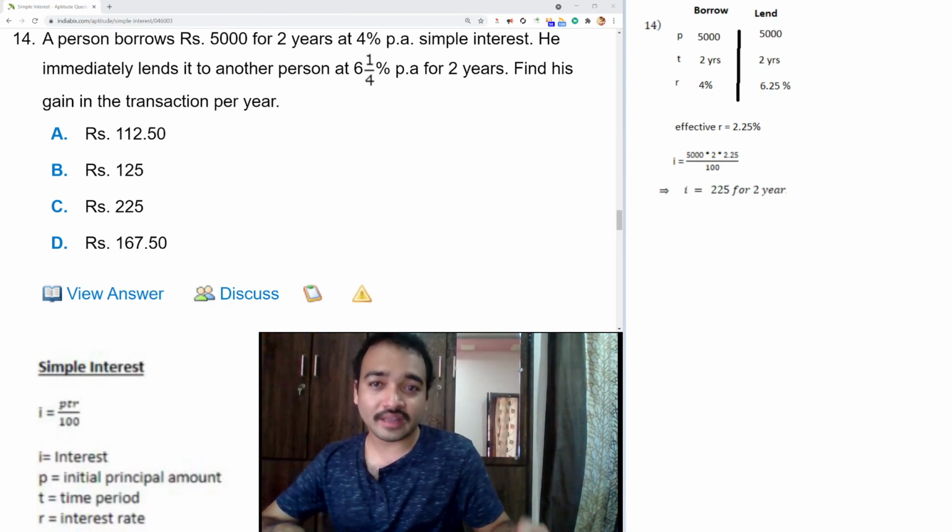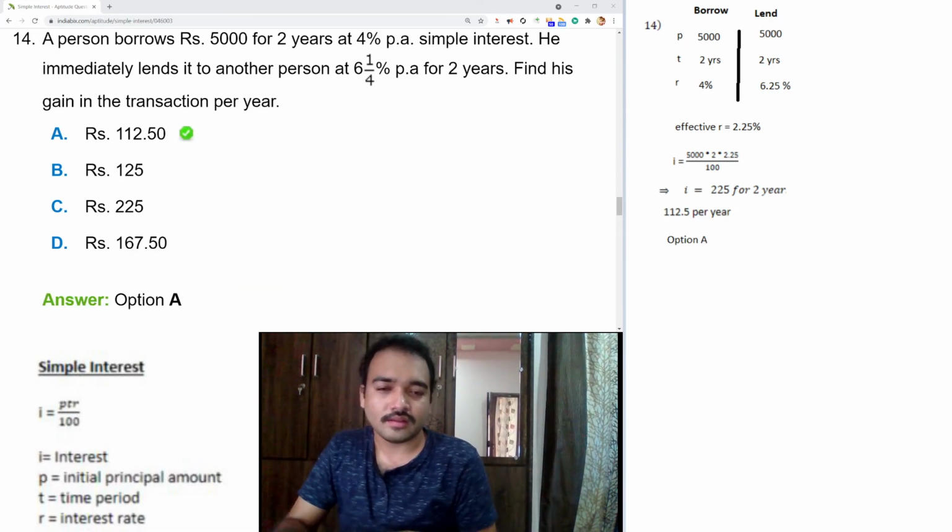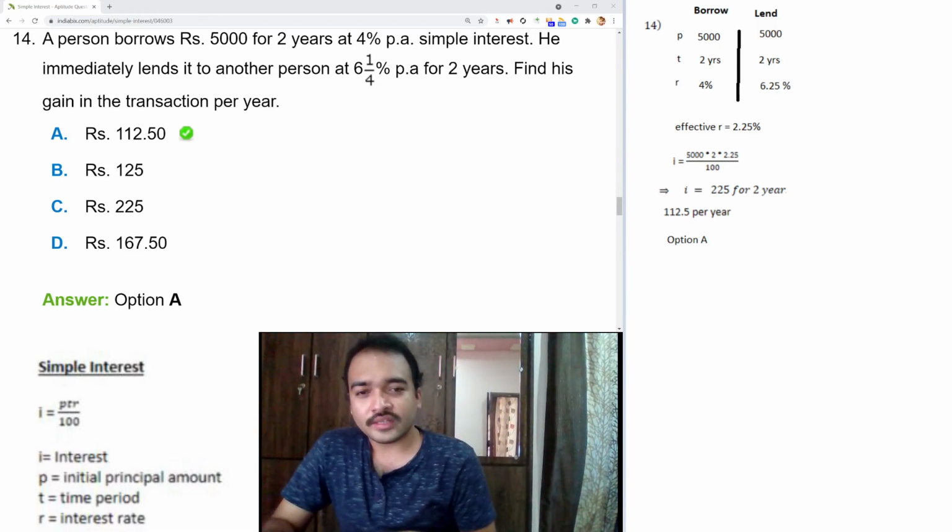In the question, find his gain in the transaction per year. So per year 112.5. So option A. Option A is correct. So at the end, what we can conclude is, for the problems in simple interest which are there in the India Bix, only one formula is sufficient, which is I is equal to PTR by 100, and understanding of the problem is more important. As soon as you read one sentence, write down what is given and substitute in the formula.